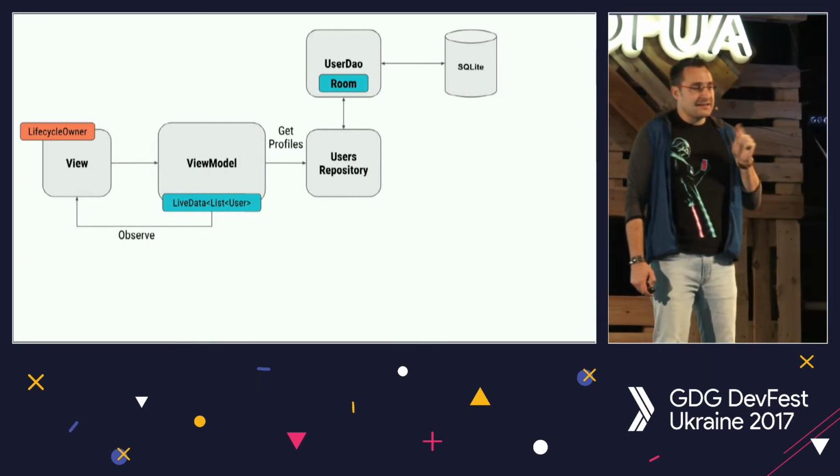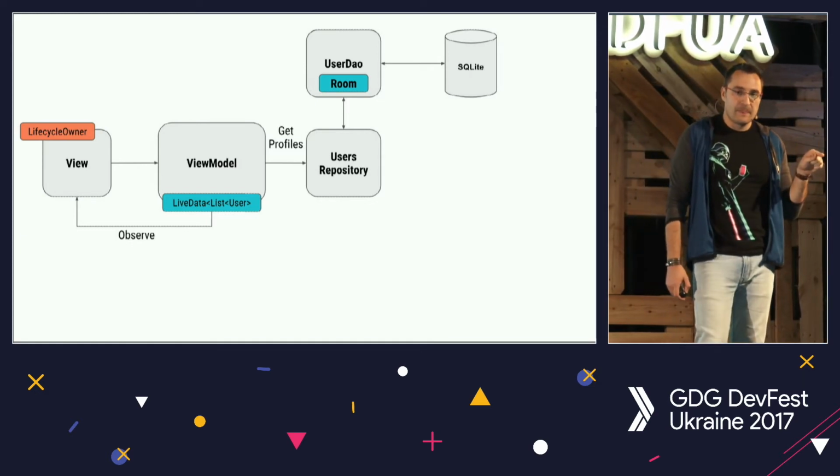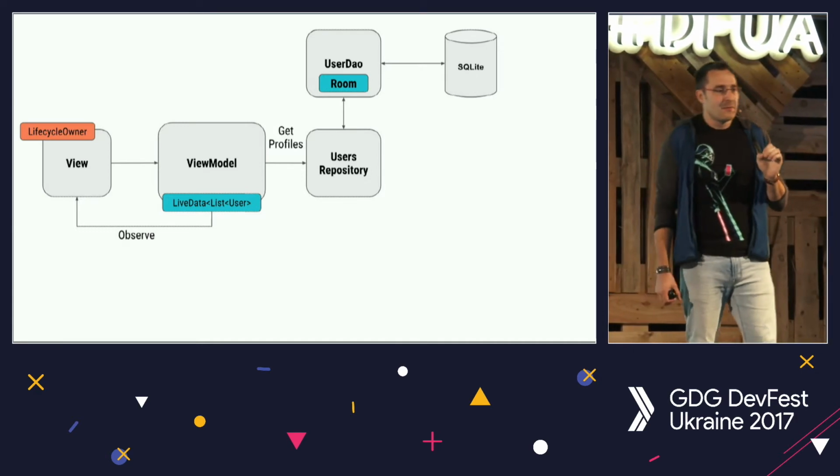Pay attention that I didn't put any reference to the live data inside of the view. I just asked to observe on it, right? It's a very important step. Because in the moment where you grab the reference inside of the activity, you are going to leak the whole view model, sorry.